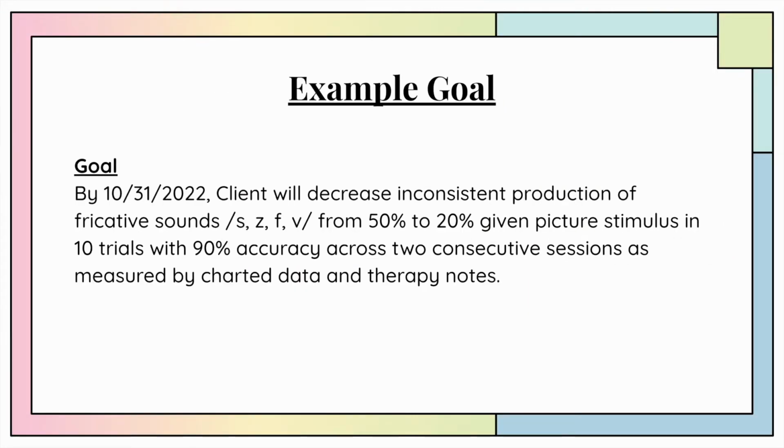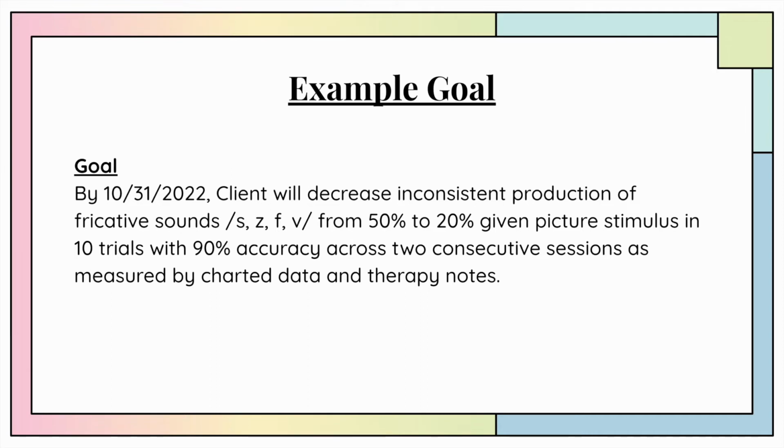So here is an example of what a goal could look like to accompany the core vocabulary approach for a client with ISD who has particularly pervasive inconsistencies in their production of the fricatives S, Z, F, and V. So the goal reads, by October 31st, 2022, client will decrease inconsistent production of fricative sounds S, Z, F, and V from 50% to 20% given picture stimulus in 10 trials with 90% accuracy across 2 consecutive sessions as measured by charted data and therapy notes.